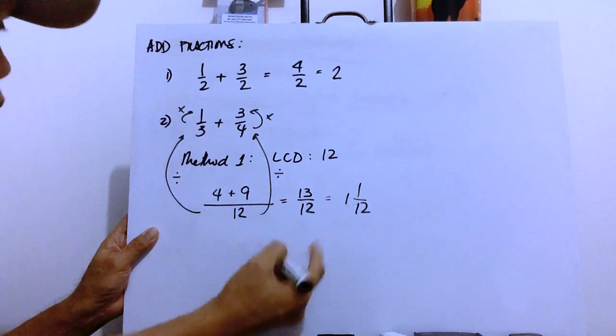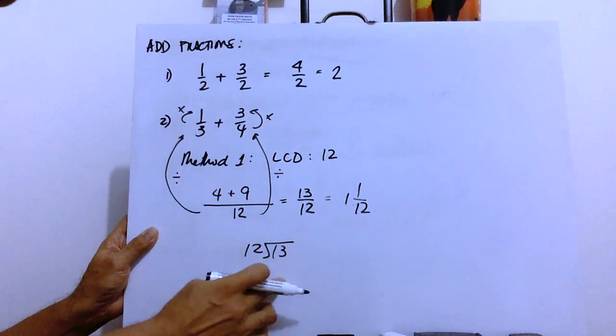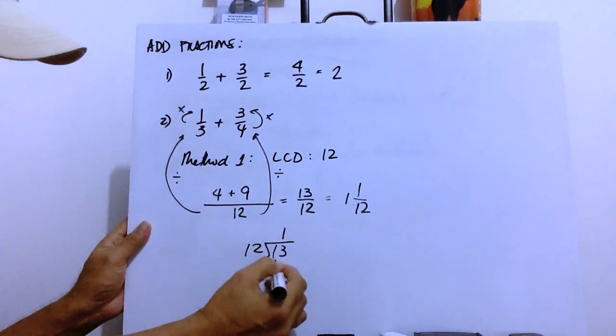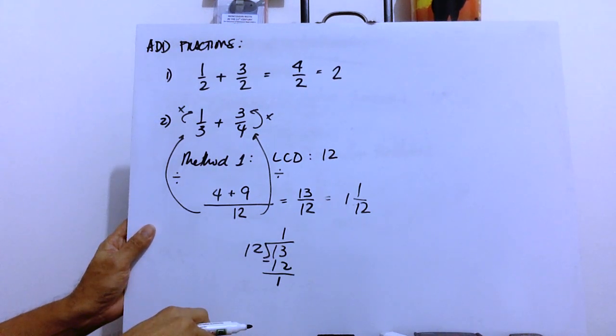Okay? How do we do that? Simply divide 13 by 12. So 13 divided by 12 is 1. Then 1 times 12 is 12. Then subtract that, it's 1. Okay, so that's method number 1.